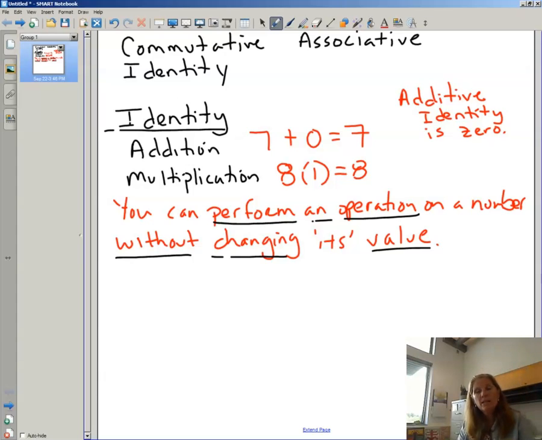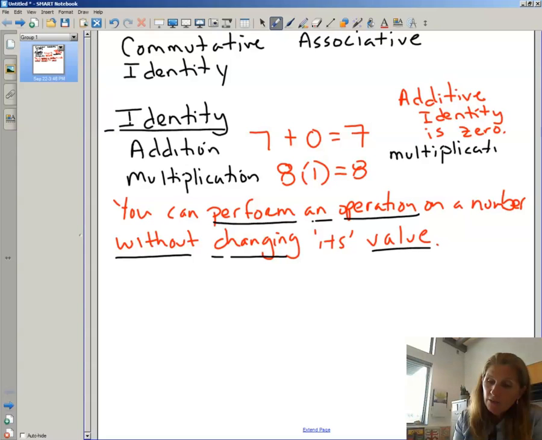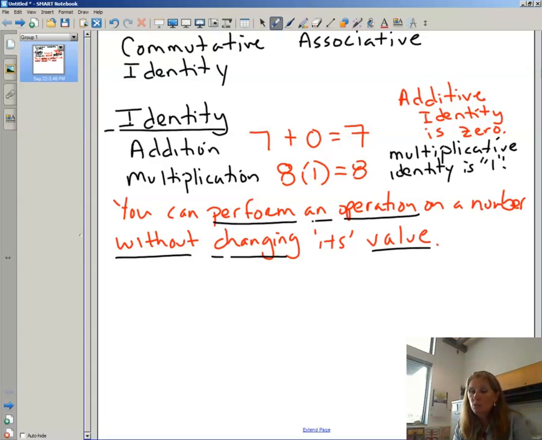So if you add 0 or if you multiply by 1, you didn't change its value. Those are identity. That's the identity property. And so we call that the multiplicative identity. It's 1. All right, multiplicative identity is 1. The additive identity is 0 because multiplying or adding by those particular numbers doesn't change the value for a number.